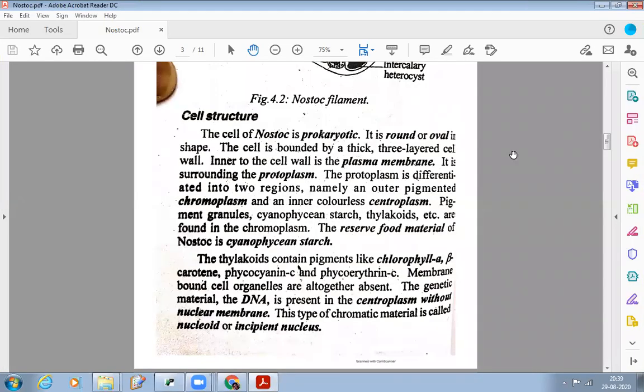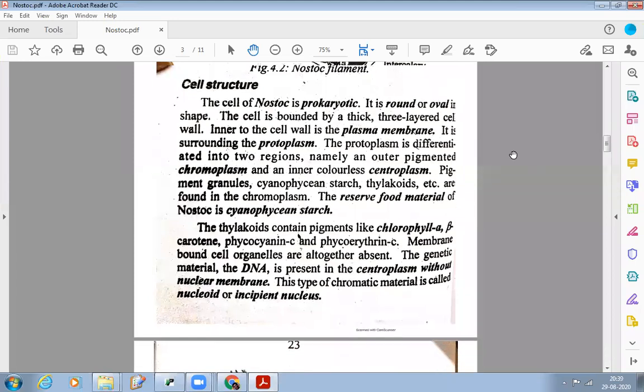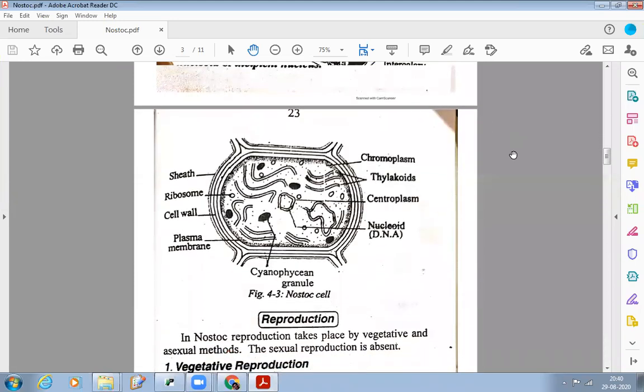Whatever DNA is there is naked. It is generally seen in the centroplasm, the colorless cytoplasm. The chromatin material is known as a nucleoid or incipient nucleus. That means the true nucleus is absent in these organisms. So this is the structure.